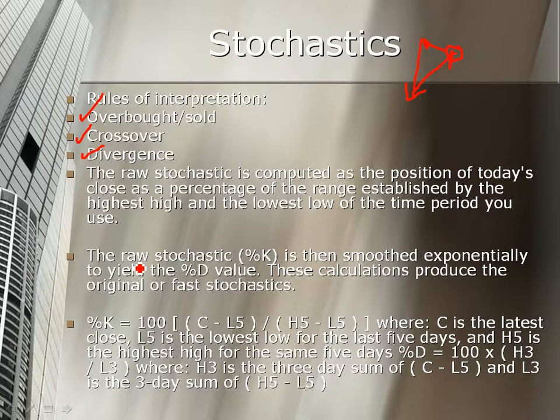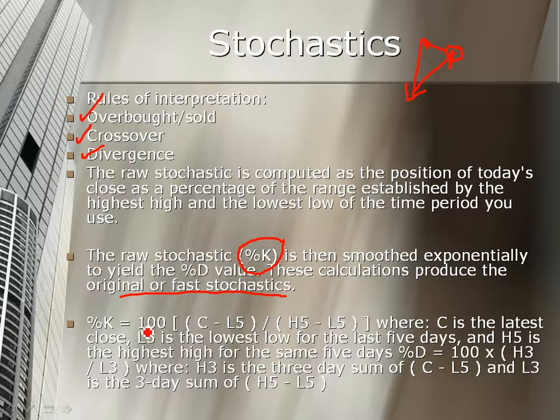The raw stochastic %K, now there's two lines with stochastics, just to make the jargon that much more difficult, annoying and bland. One of them is called unimaginatively %K, which is then smoothed exponentially to yield the %D value. These calculations produce the original or fast stochastics. Okay, let me explain that, or try and explain it in more technical terms before I get into plain English.